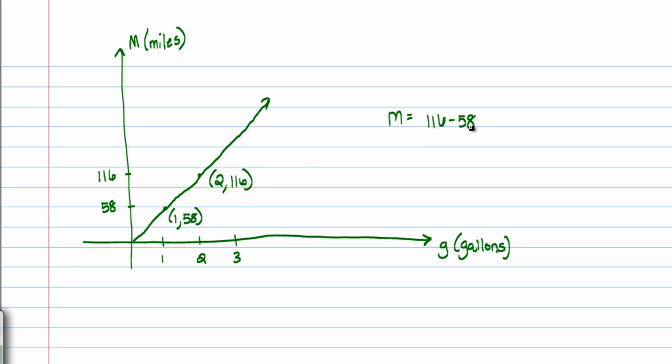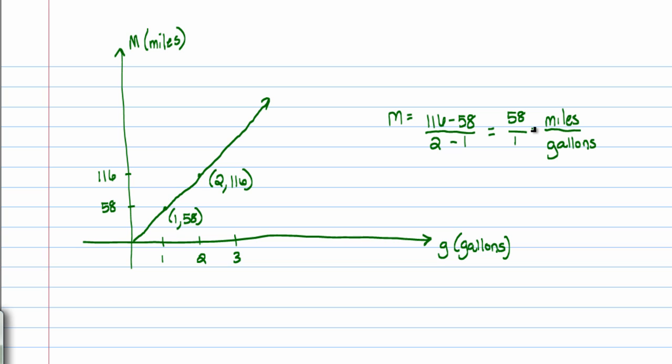116 minus 58 over the difference in the corresponding x values, 2 minus 1. If you do the math, that's 58 over 1. And there are units on this. The units for the vertical variable, the m variable, is miles. The units for the horizontal variable are gallons.